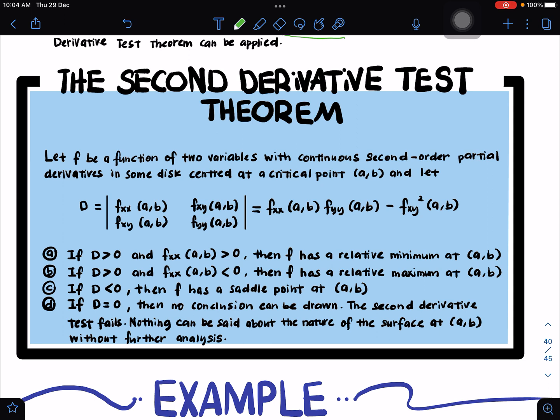Okay, so you tak payah tengok derivation of dia punya formula. So you just need to see the formula.